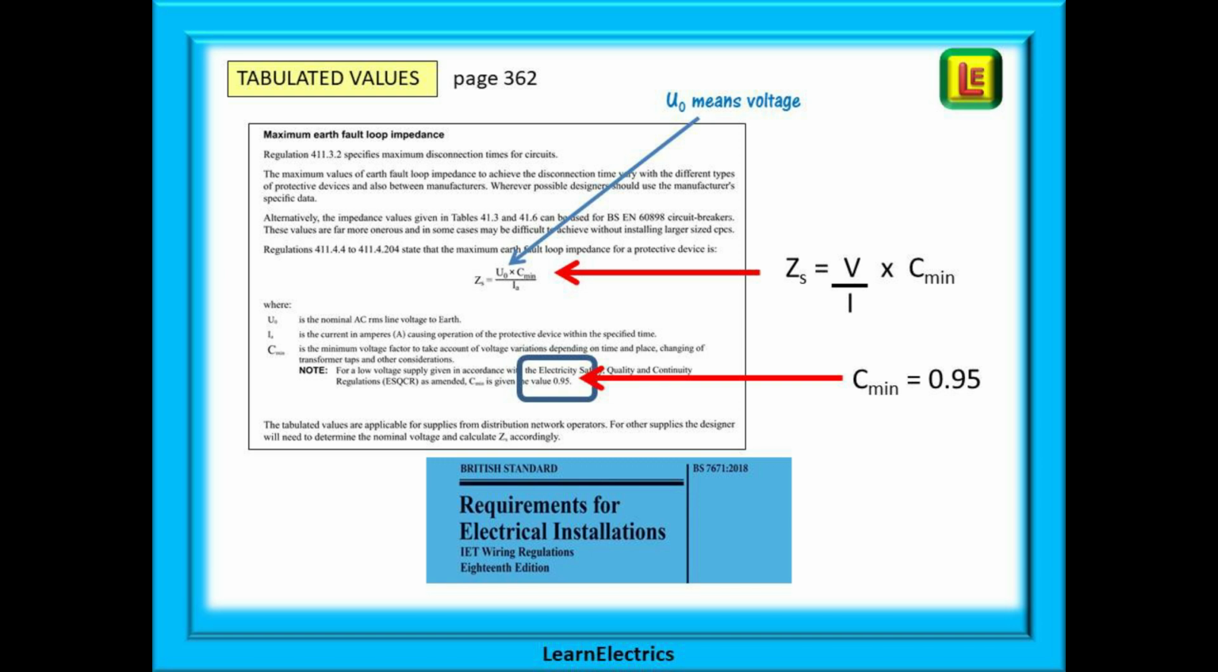It is used because we may have voltage fluctuations in the electrical supply. We've just done the voltage divided by fault current two slides ago, and we got the answer of 4.6 ohms. Now we multiply 4.6 ohms by 0.95 to get a smaller number, 4.37 ohms.